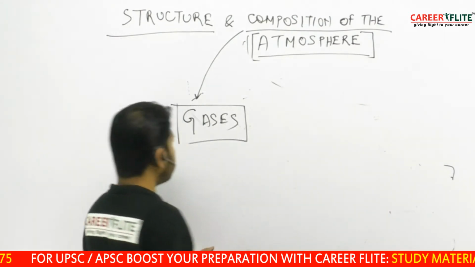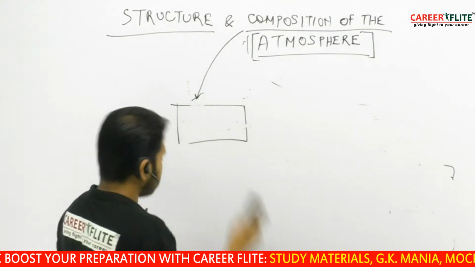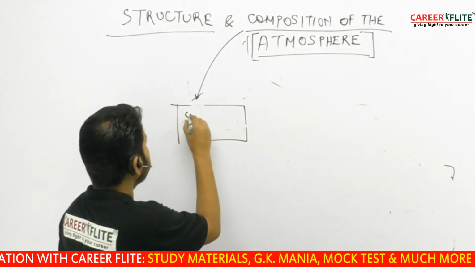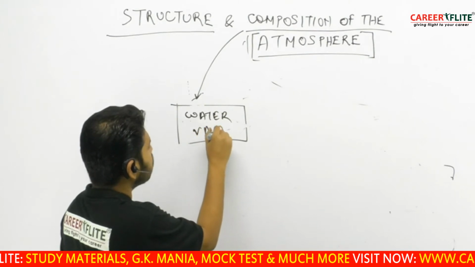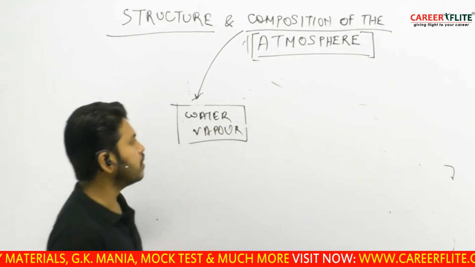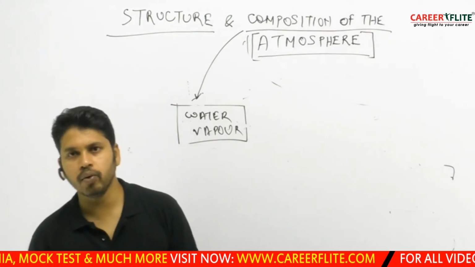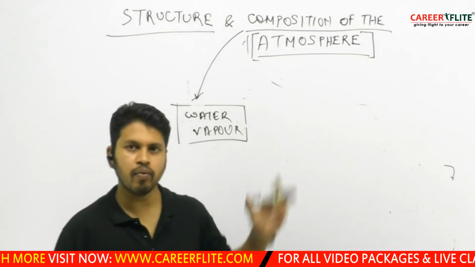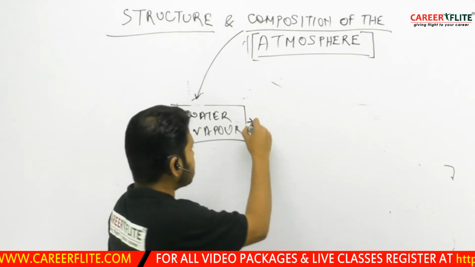Now, the next most important component of the atmosphere is water vapor. What is water vapor? Water vapor is nothing but the H2O molecule, the water molecule, but in the gaseous form. We can find water in three states: liquid, gaseous, and solid. In solid, we call it ice. In gas, we call it water vapor, and in liquid, it is water only.